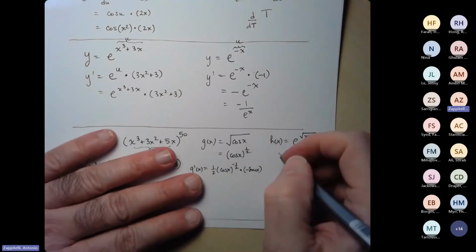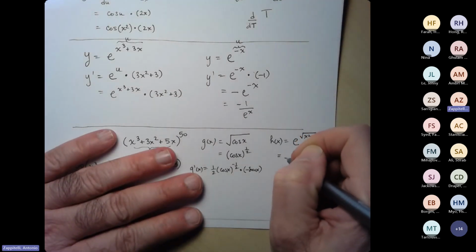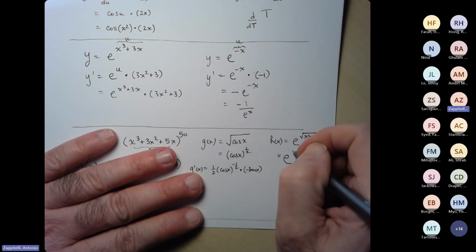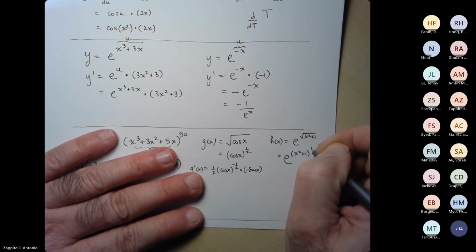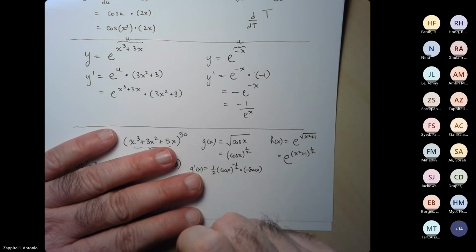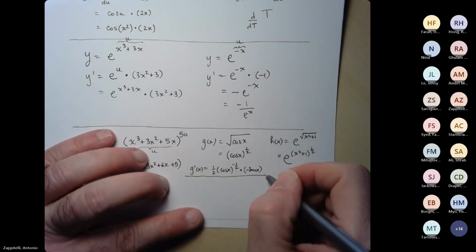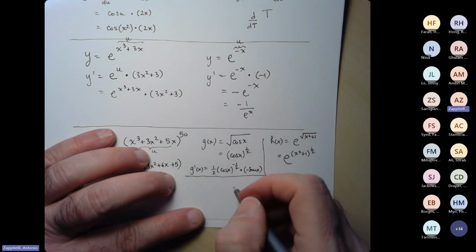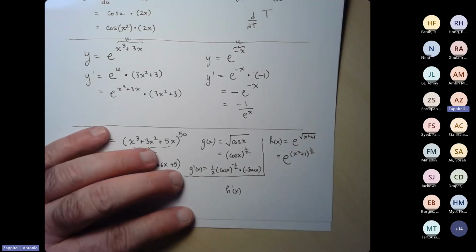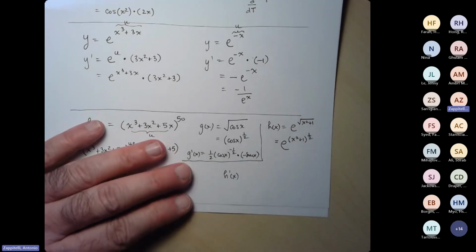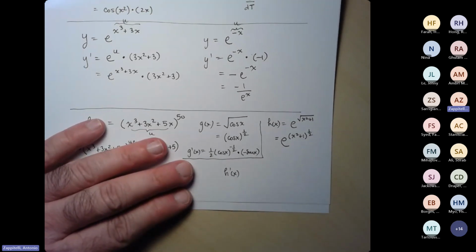So the first thing I'm going to do, like I said, to help me out, is rewrite this as e to the x squared plus 1 to the 1/2. And now let me take the derivative of this function h and look at what I do. The trick to doing this correctly is to just take it one at a time. Don't try to do this too quickly.